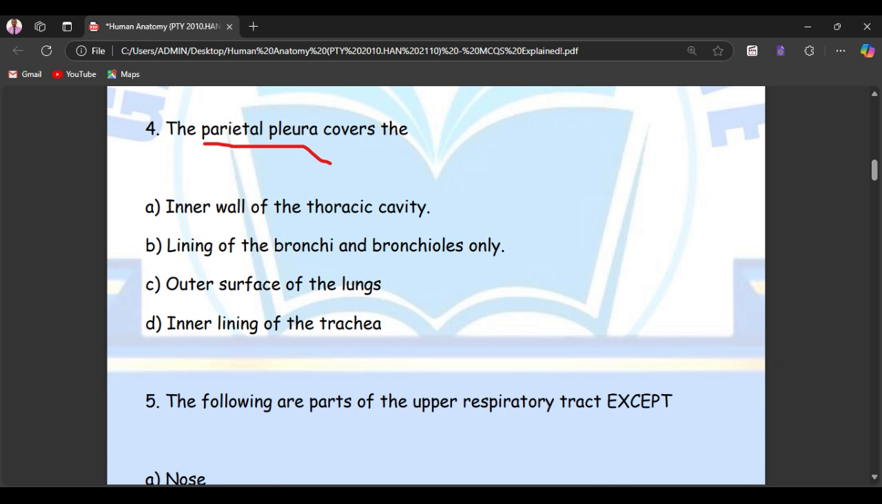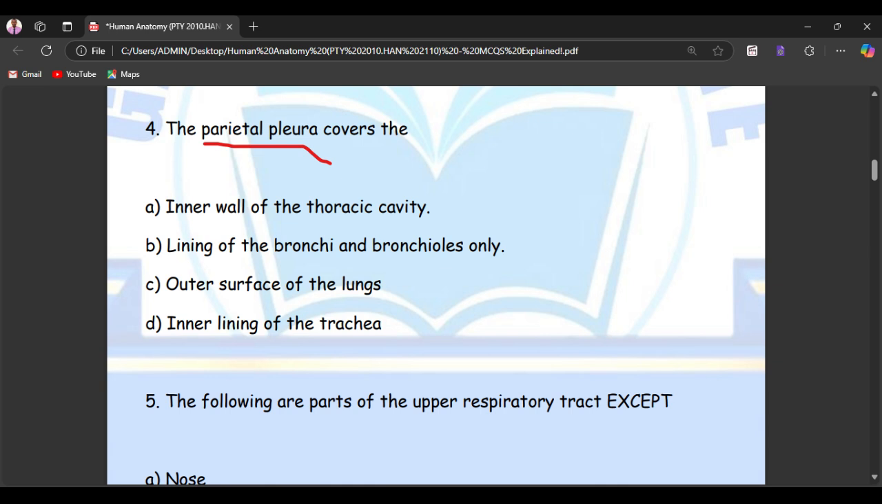Then you need to understand that the pleura has two layers. You have the visceral pleura, which is the inner layer of the pleura, and it covers the lungs, blood vessels, the bronchi, including the nerves. One important thing to take note of as far as the visceral pleura is concerned is that it doesn't have sensory nerves. As a result, it is not sensitive to pain.